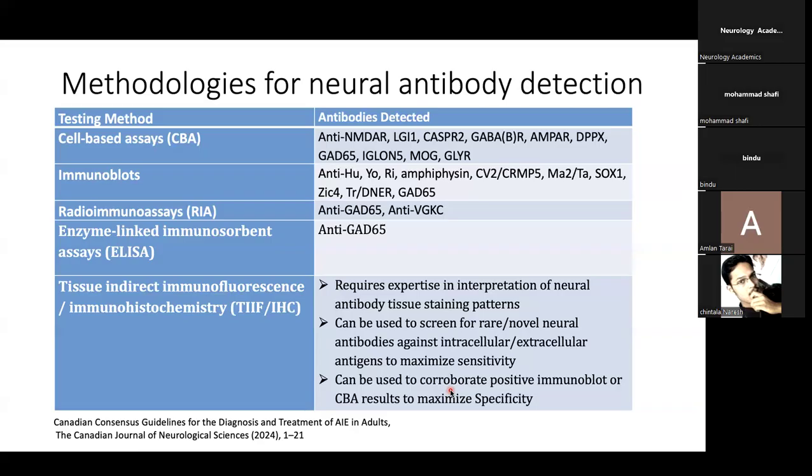GAD65 is not meant for all of it. When we discussed the weakness, which is the most reliable one, whether it's cell-based or radioimmunoassay or an ELISA, there will be an option of doing that, especially with GAD65 associated. That was a question. GAD65 and all of that can be done with it. And for that, cell-based is it.